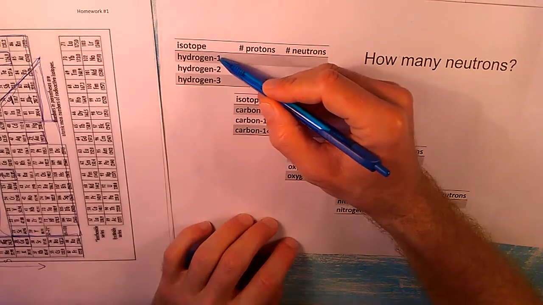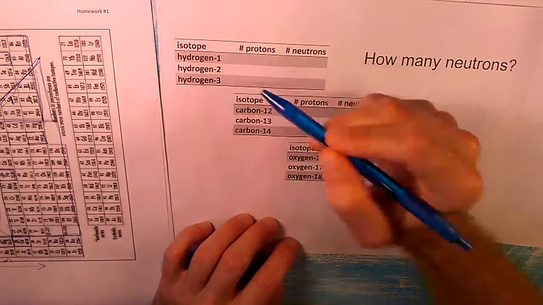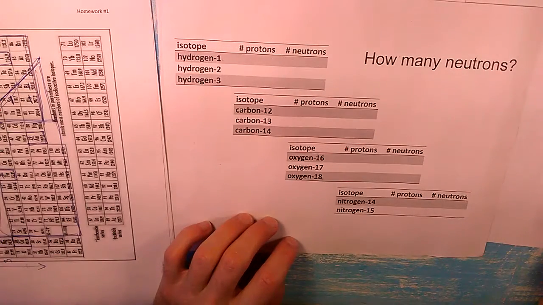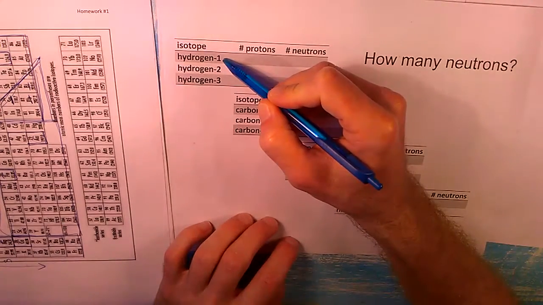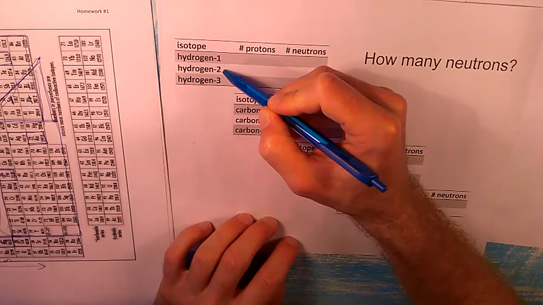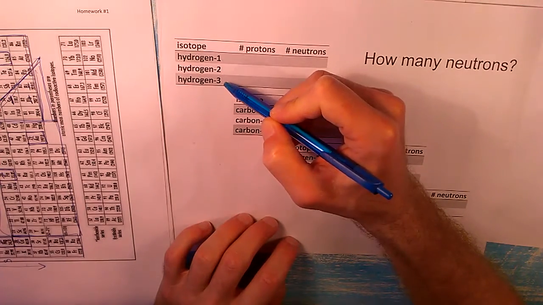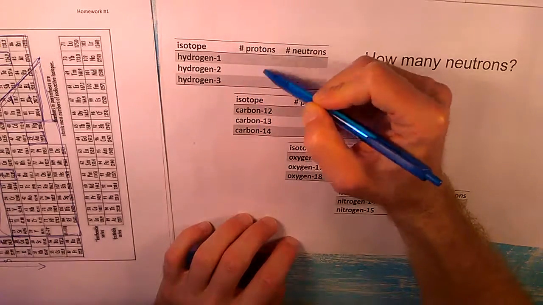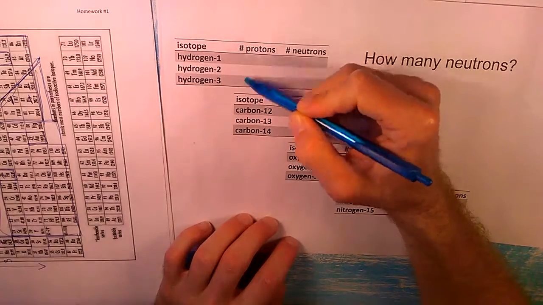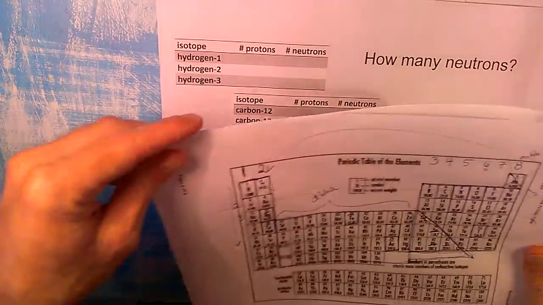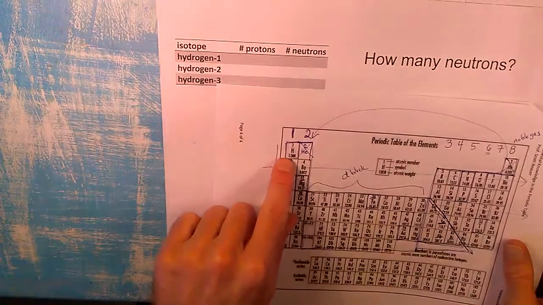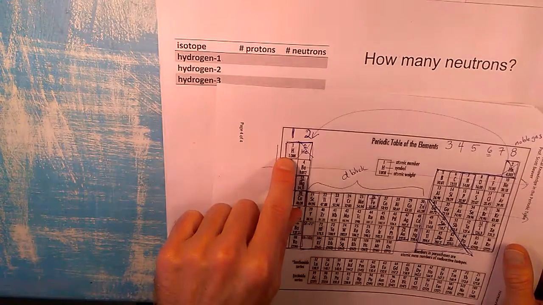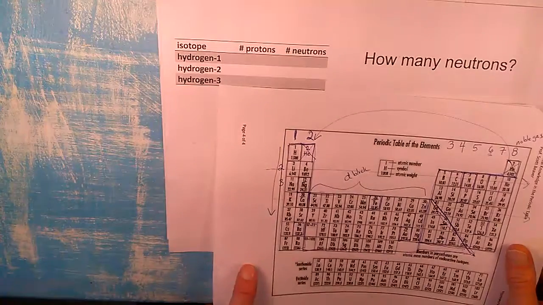So what does this number mean in hydrogen 1, hydrogen 2, hydrogen 3? That number 1, 2, or 3 is what's called the mass number. So hydrogen 1 has a mass or a weight of 1, hydrogen 2 has a weight of 2, and hydrogen 3 has a weight of 3. So all hydrogen is going to have the same number of protons. If you look at the periodic table, we see hydrogen element 1 corresponds to 1 proton. So all flavors of hydrogen are going to have 1 proton.